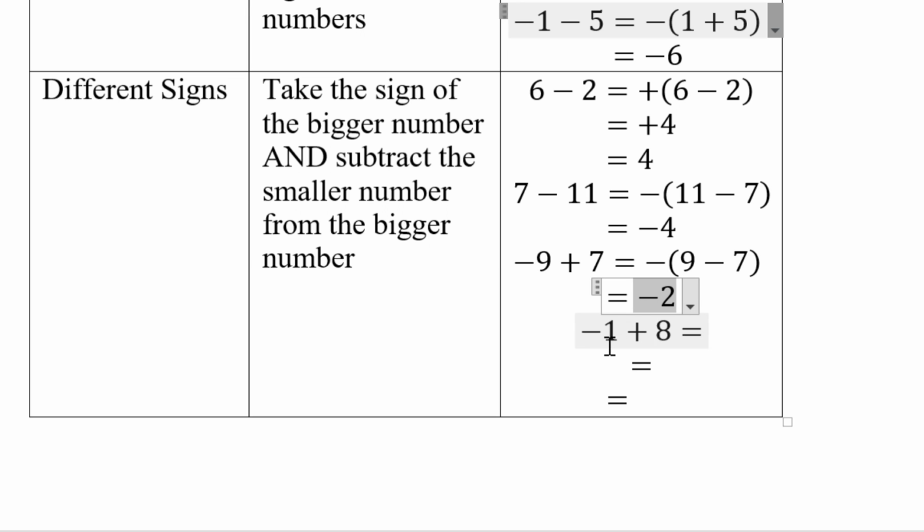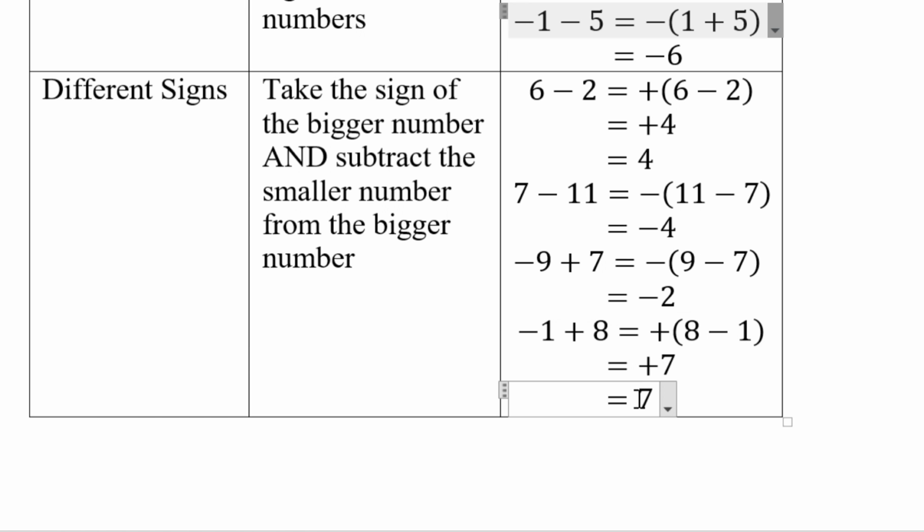The last example, -1 plus 8. This one has a negative sign, this has a positive sign. The larger number here is 8 with a positive sign, so the answer must have a positive sign. Take 8 minus 1, you will get the answer being 7. So that is +7, and that's what we normally write as 7.